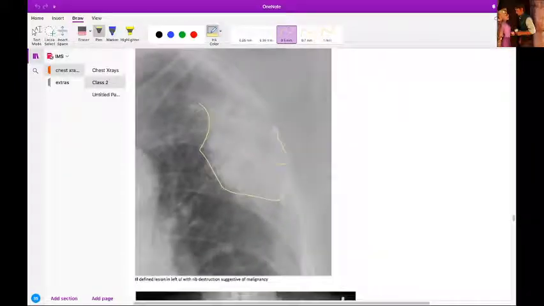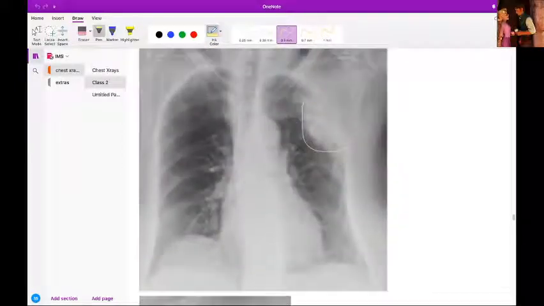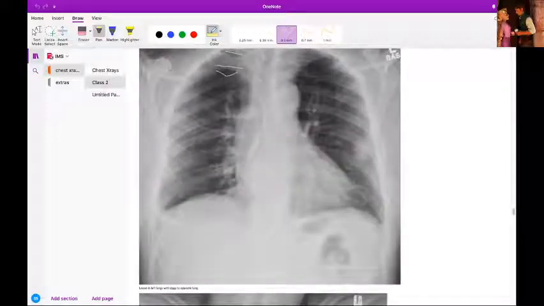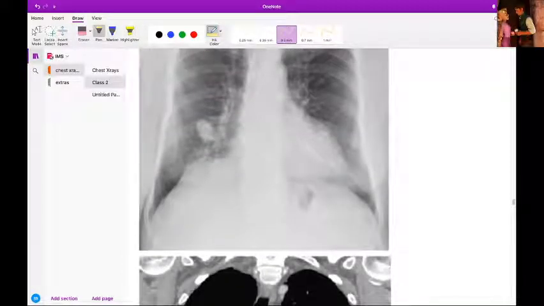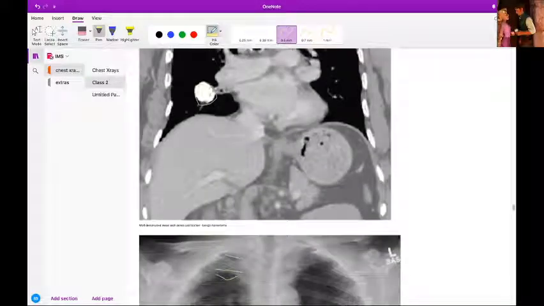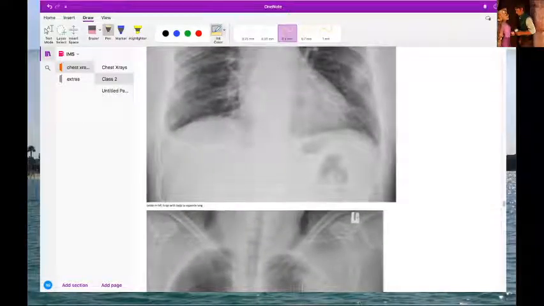If it's more opaque, it's calcified. This is not very calcified. That one was calcified, which we saw. It's more opaque. You have to compare the opacity. If it's as opaque as the bone, then it's calcified. Okay.